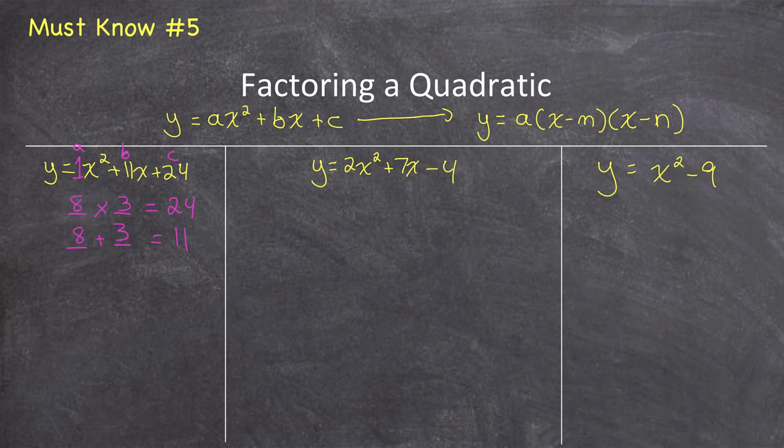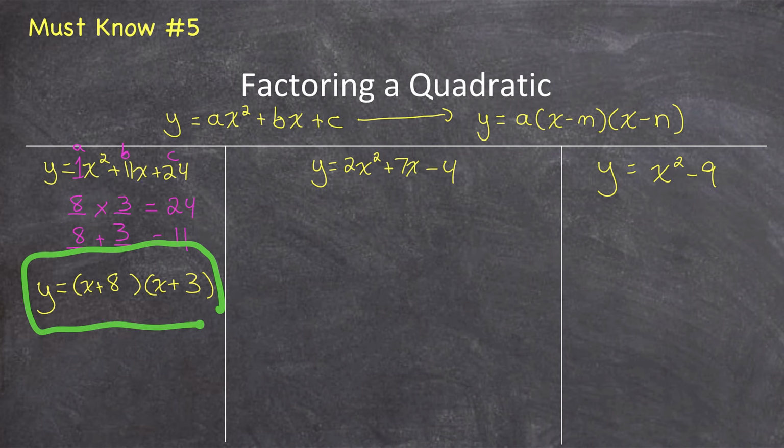So what we do with those numbers to convert the standard form quadratic into factored form, we make two factors. The first term of each of those factors is x, and then to each of those x's, I add the pair of numbers that satisfy the product and sum. So I take the 8, put it here, and I take the 3 and put it here. And there we have it. There's the equivalent factored form of this standard form quadratic.